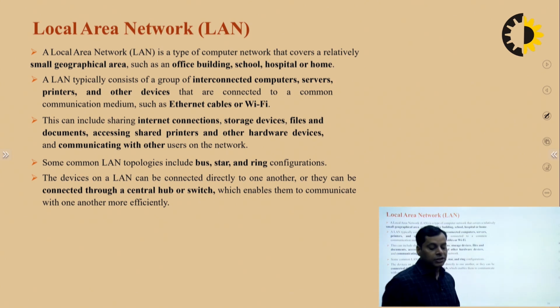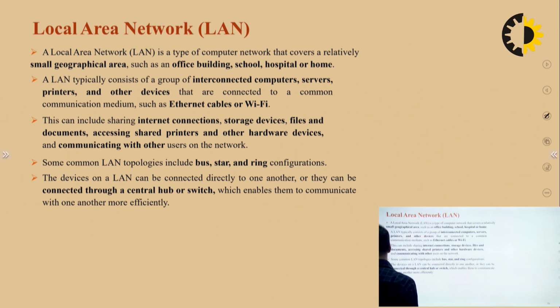Now we will see this in detail. A local area network, LAN, is a type of computer network that covers a relatively small geographical area such as an office, building, school, hospital, or home. A LAN typically consists of a group of interconnected computers, servers, printers, and other devices that are connected to common media like Ethernet cables or Wi-Fi.